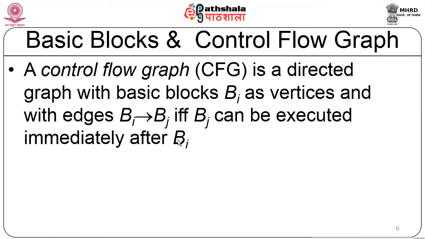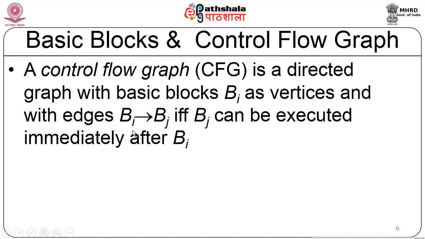Now we know what a flow graph is. Now we will define what a control flow graph is. It's a directed graph with basic blocks Bi as vertices, and you define an edge from Bi to Bj if and only if Bj will be executed immediately after Bi. If that is your situation, I have an edge from Bi to Bj.